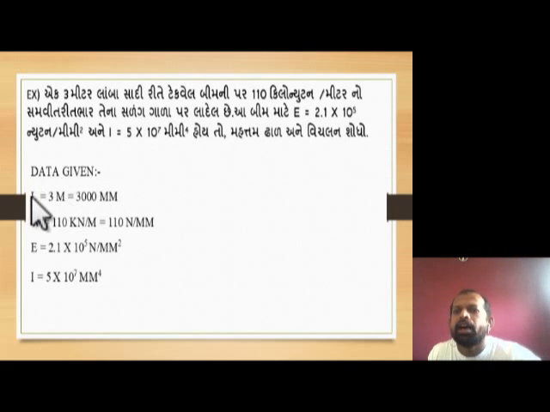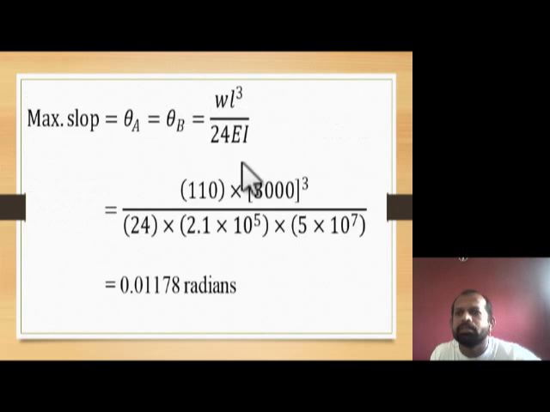So the data given are: length of the beam is equal to 3 meter, that is converted into 3000 millimeter. Load that is given is UDL, uniformly distributed load, equal to 110 kilonewton per meter. So 110 kilonewton is converted into Newton and meter is converted into millimeter. So the answer is W is equal to 110 Newton per millimeter. Capital E is 2.1 into 10 raised to 5 Newton per millimeter square and capital I is equal to 5 into 10 raised to 7 millimeter raised to 4.